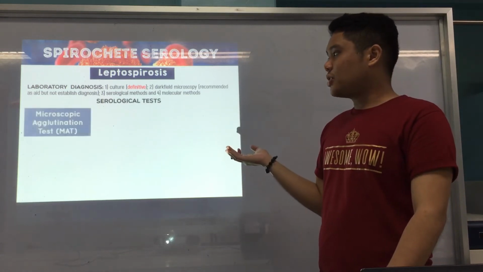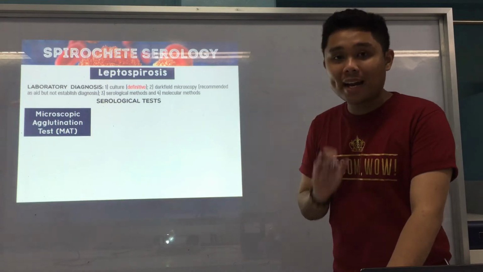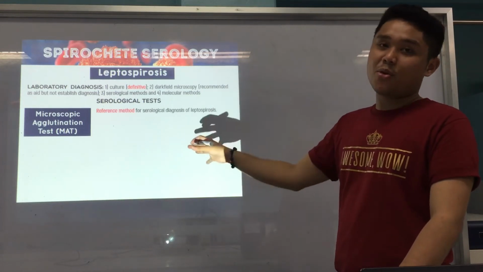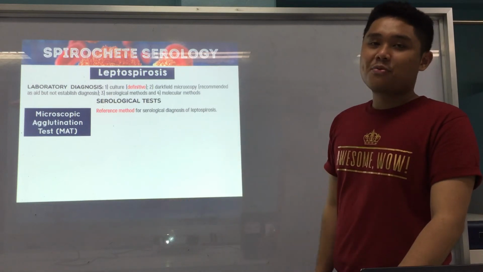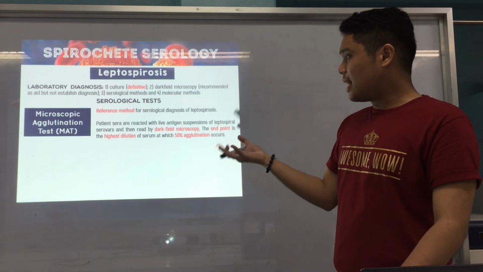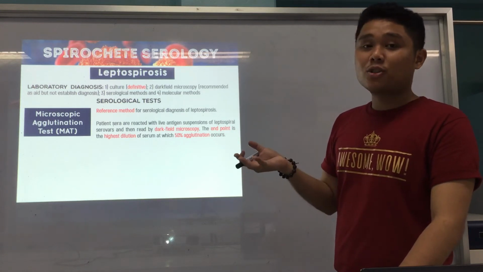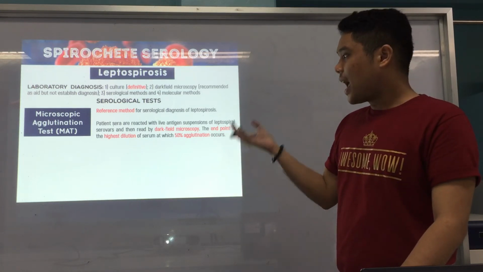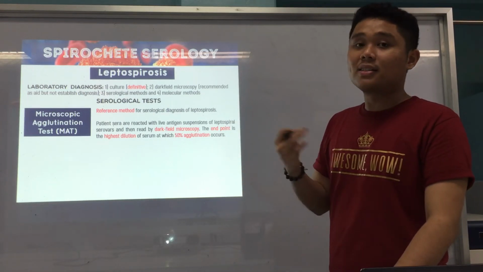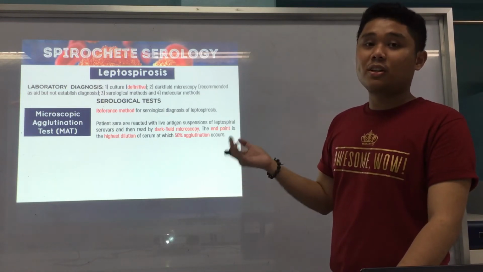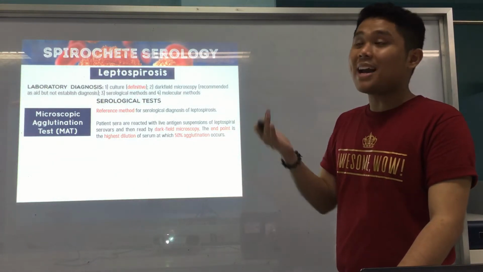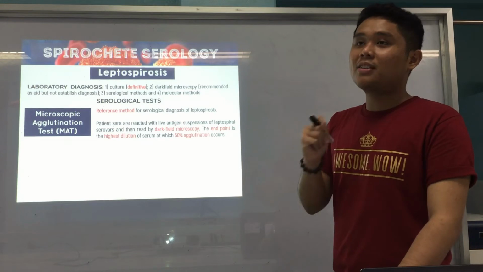So we go on to the serological tests. The first one is your microscopic agglutination test, or MAT. This is considered to be the reference method. Please take note: the reference method for the serological diagnosis of leptospirosis. What you do is react patient sera with live suspensions of the spirochetes, and then you read by dark field microscopy. Then you look at the highest dilution of the serum at which 50% agglutination occurred. So that's MAT, the reference method.